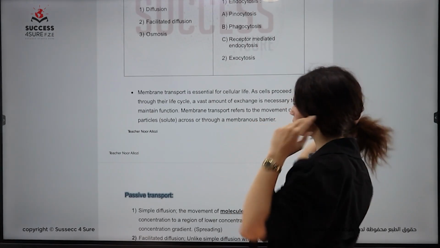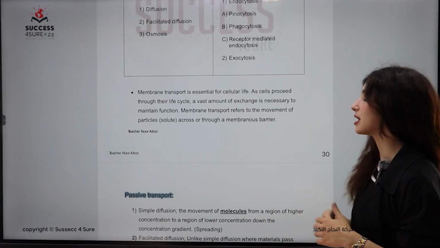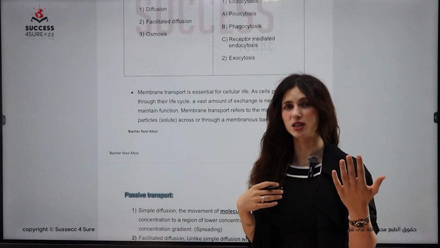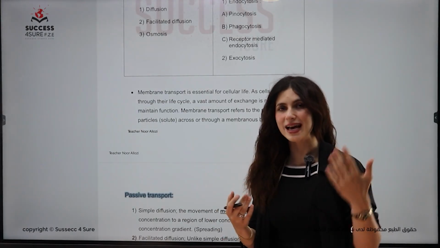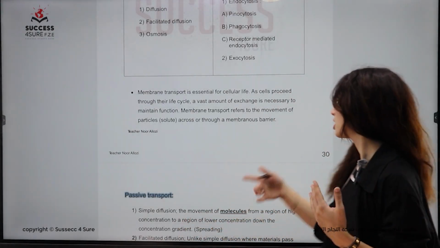Now, why is membrane transport essential? Because it allows cells to proceed through their life cycles. It's going to be responsible for the exchange of gases, exchange of nutrients, removal of waste outside of the cell, and all of that. Okay.